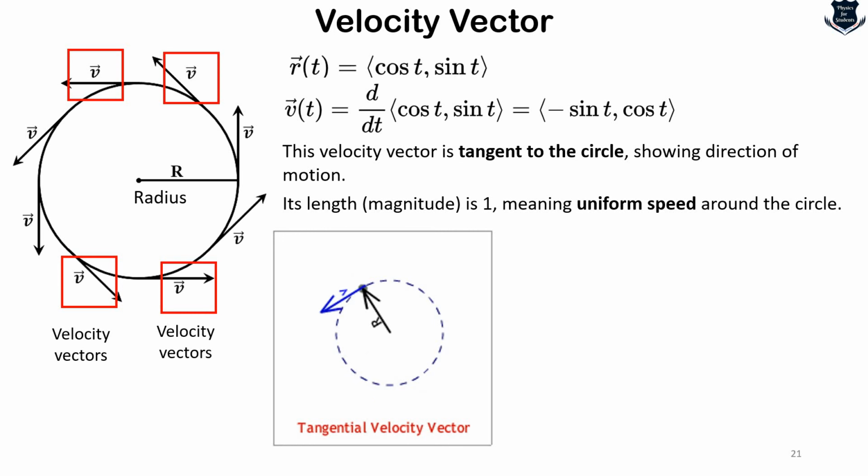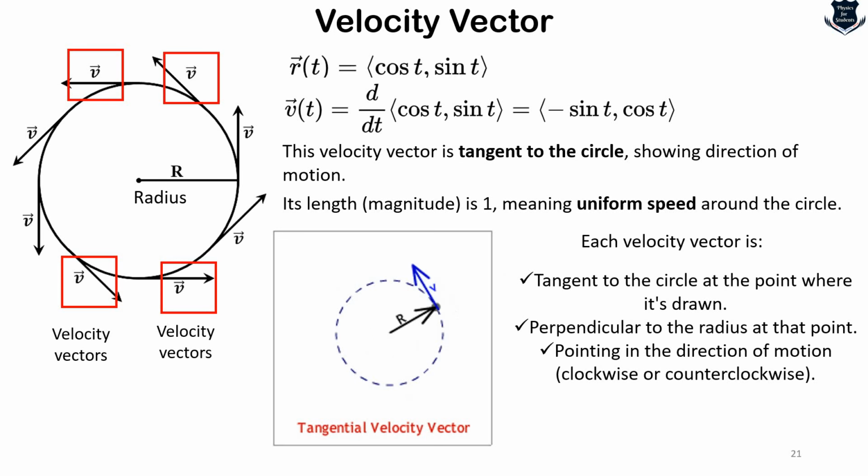So each velocity vector is, number one, tangent to the circle, as you can see in the diagram on the left hand side. It is perpendicular to the radius at that point, and it is pointing in the direction of motion, clockwise or counterclockwise, whichever way you want to take. So this actually sets things in motion, right? We got the velocity vector of a circle. We know it is tangent to the circle, and we have already understood that it is basically the derivative of the position vector.